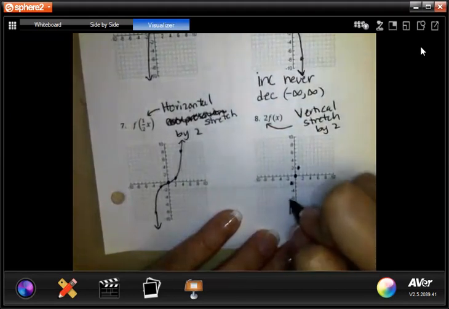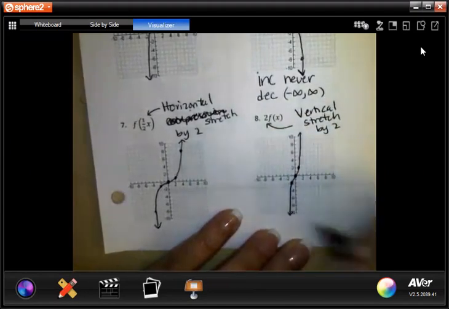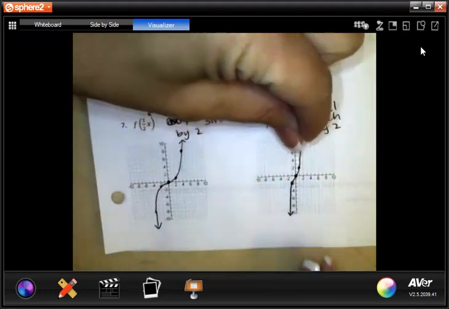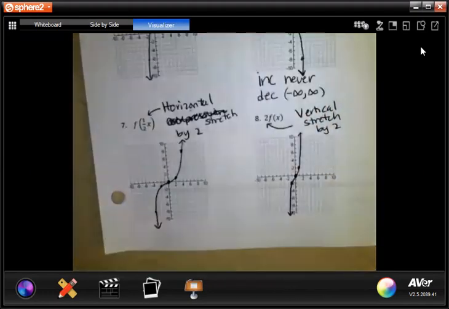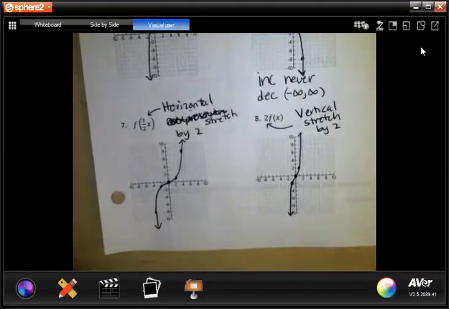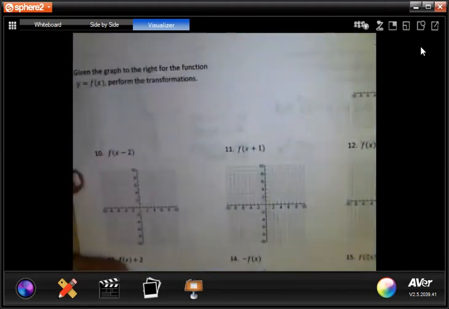So again, we've made this a thinner cubic. We've got something that looks like this. That's because we took it from here and we pulled this way. So our y values are being changed, not our x values. This does look similar to a horizontal compression, but it depends on where that number is on what exactly is happening to our graph.